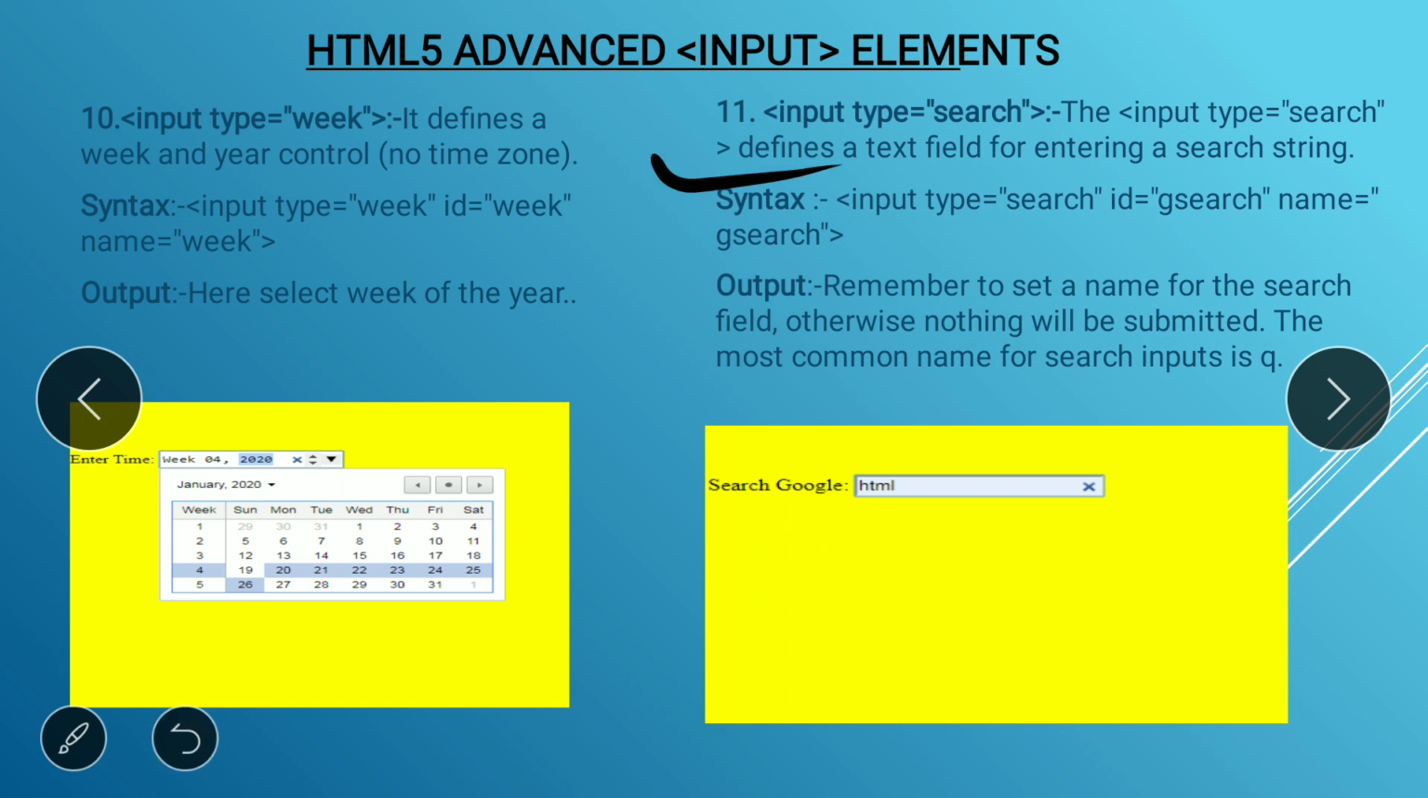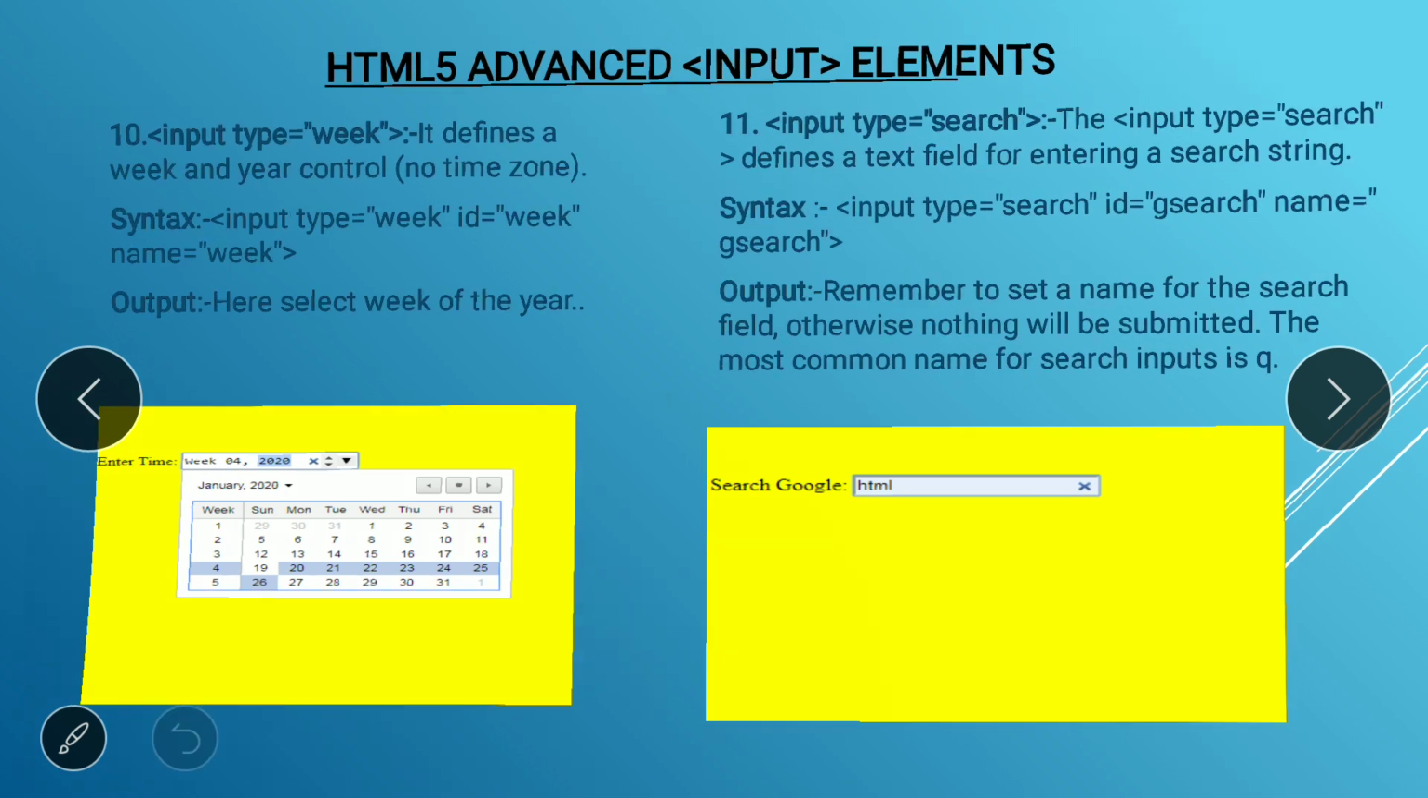The next control is the search control, where you can see one text box and you can enter the value which you want to search, right?